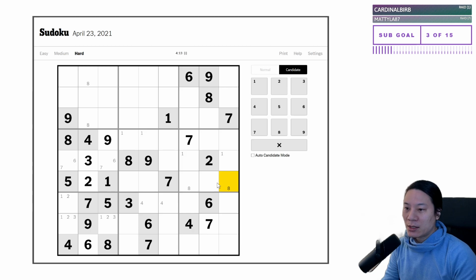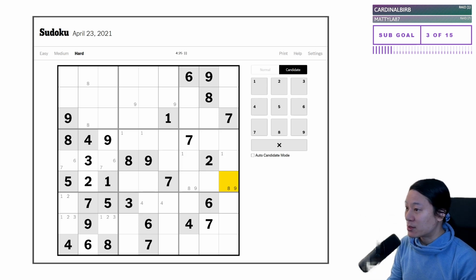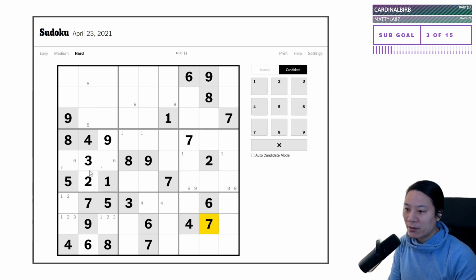8, 8, 8, 8, 9. 9s are here. Oh, 8 and 9 are a matching pair. That's good. 8 and 9. Okay, so that's one round of notations done. And we've actually done a lot. We've placed like 5 numbers, I think.